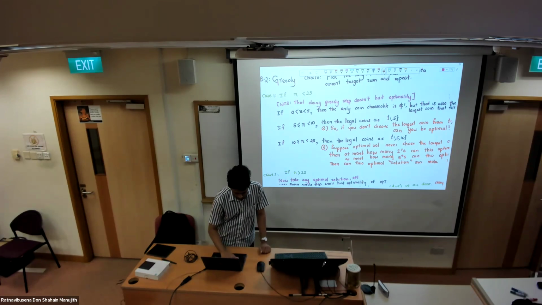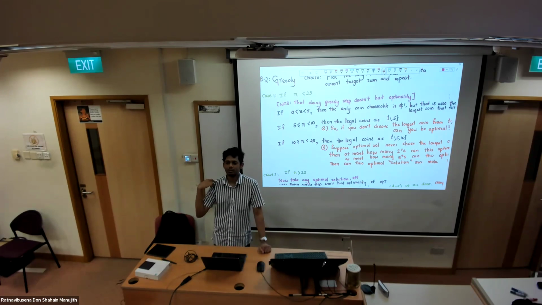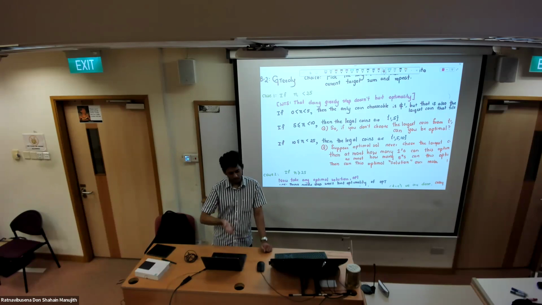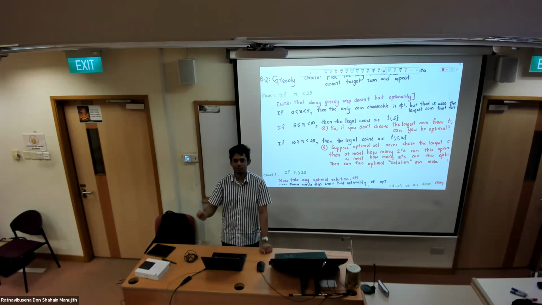Now we take any optimal solution OPT. If OPT also chooses 25 as the first coin, then it's doing the same thing as greedy, so we are safe. If OPT didn't choose 25, we want to show that this is not possible. That means we want to show that OPT has to choose 25, so that our greedy choice is safe. If we can prove that OPT has to choose at least one 25 coin, then we are safe, because our greedy choice is also to choose the largest coin, which is 25 in the first step.